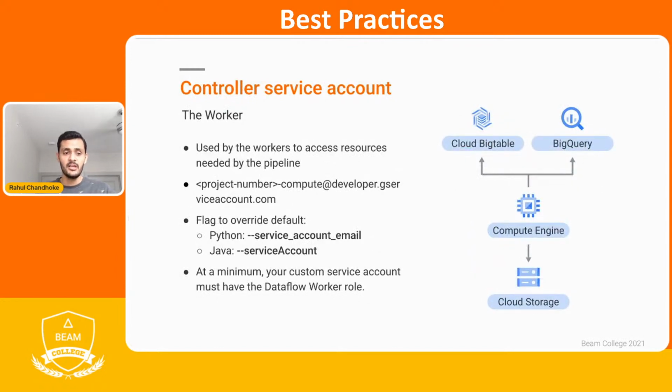The next service account is called the controller service account. This is the service account that is actually assigned to the VMs or workers, and is what does the reading of data and writing of data to the sinks and all of that work. By default, it uses what we call the Compute Engine default service account, which is there in every Google Cloud project. But you also have the ability to specify it while launching your job, using pipeline options, to use a custom service account of your own in place of the controller service account.